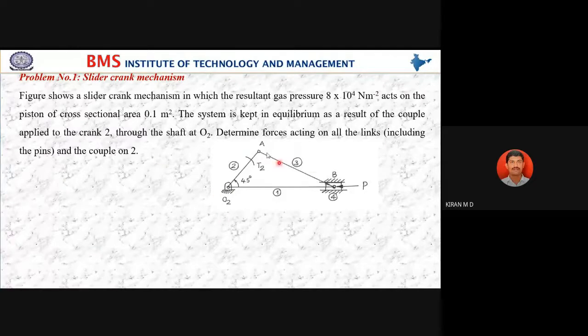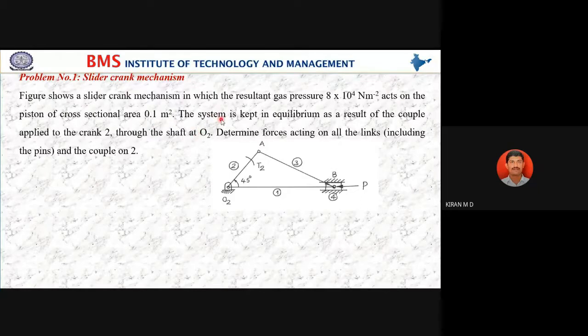We all know this slider crank mechanism. This mechanism is used for the IC engine. So the gas pressure developing is 8 into 10 power 4 Newton per meter square, and the area here is 0.1 meter square. So can we find the force acting on this point B? Yes, sir. Pressure into area. We can easily find that.